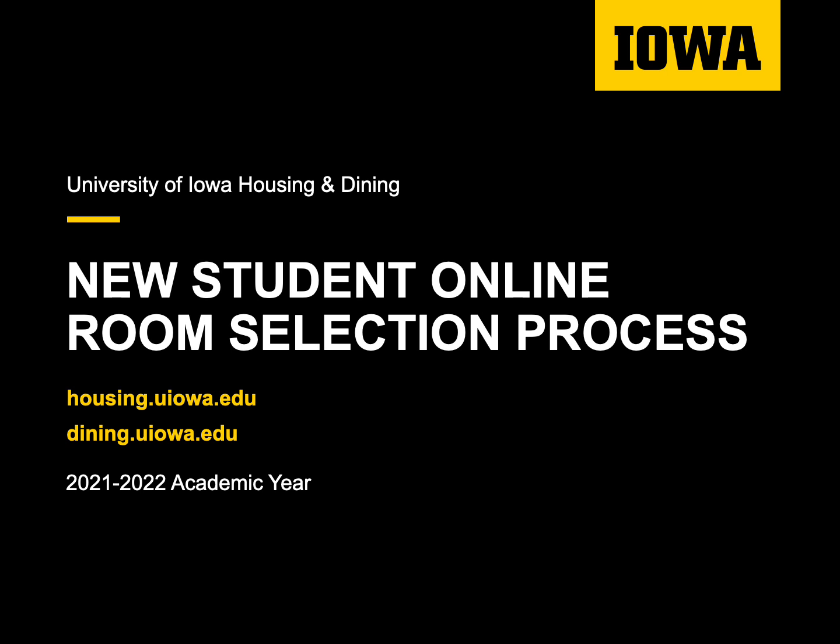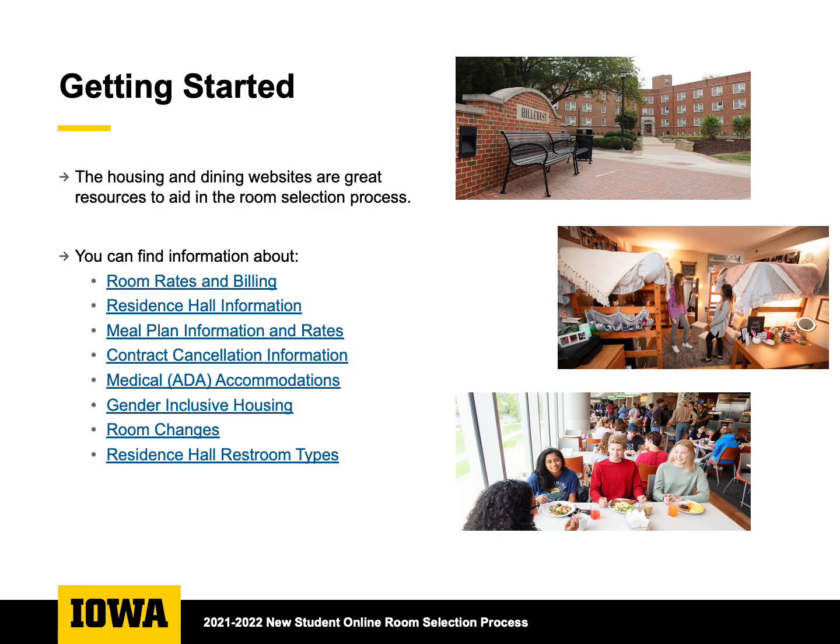To participate in online room selection, you needed to have your housing application submitted by the May 3rd deadline. If you met this deadline, you will receive an email with information about online room selection and your room selection time slot. Before we get started, we encourage you to look at our housing and dining websites to assist you with the room selection process if you have questions about a specific building.